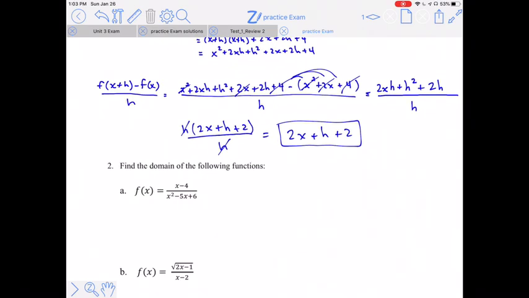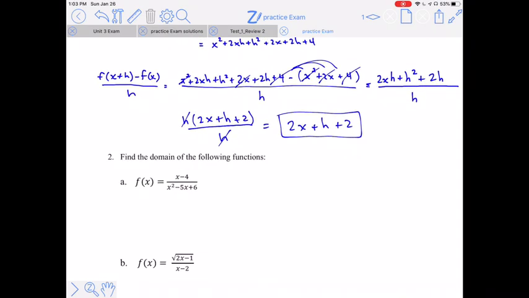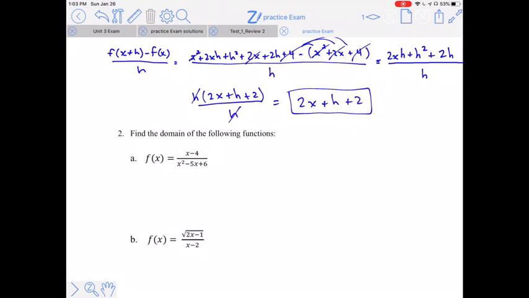Now question 2 is also from section 2.1, parts A and B, finding the domain of a function. This is a pretty important topic in Unit 1. We'll see this coming up in several different chapters later on. Here we're finding the domain just based off of the equation of the function.